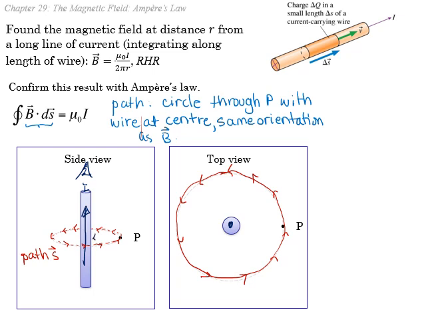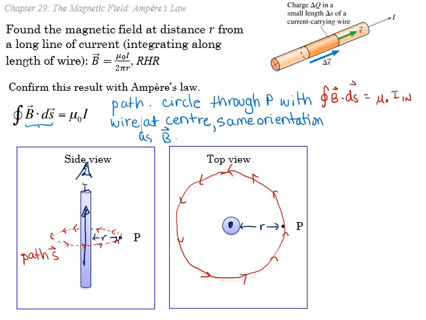Let's label that the radius of our circle is R. I'll label that in both pictures. Okay, next let's write down Ampere's law. The integral of B dot ds equals mu naught I in.